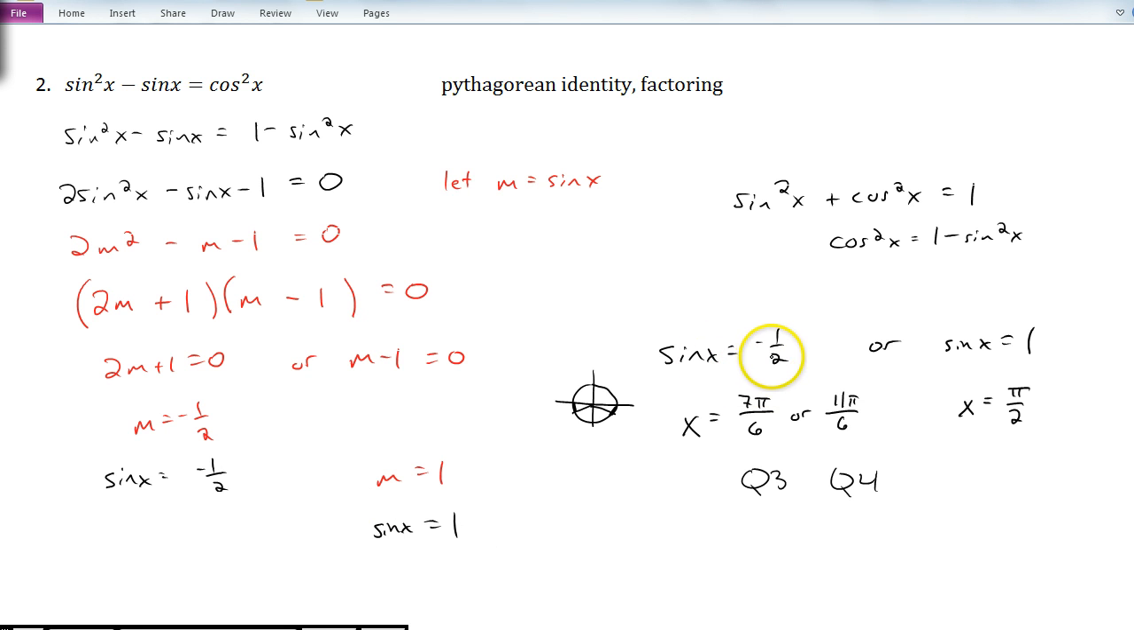Over here, I'm going to solve these equations. Sine x equal to negative 1/2 happens down here in the third and fourth quadrants. Reference angle is still pi over 6, and I know I'm 1 pi over 6 past pi, which is 7 pi over 6, and then 1 pi over 6 short of 2 pi, which is 11 pi over 6. And the sine of x is equal to 1 at the top of the circle, at pi over 2. So here I have 3 solutions.